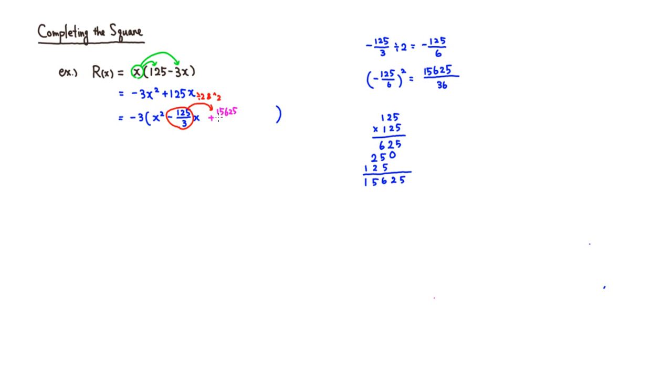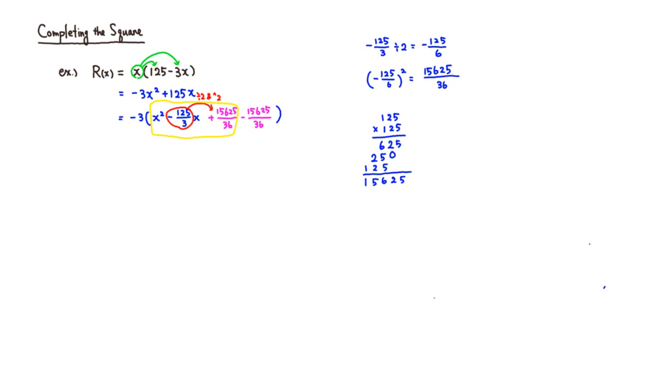So what we need to do is put that number there, so plus 15,625 divided by 36, minus 15,625 over 36. The first thing we do is group the first 3 terms in the parentheses together so that we can complete the square there.